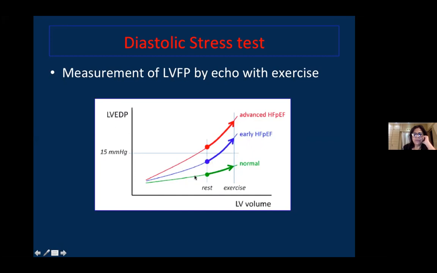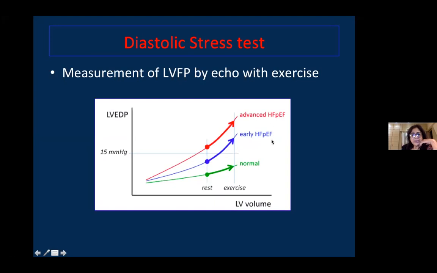You see, it's normal. We have no problem with advanced HFpEF because even at rest, the LV filling pressure is high in those patients. So also with the exercise, it increases further. We don't have to find out this patient group. But the patients who are in early HFpEF, their LV filling pressure is normal at rest. But as they start doing exercise, their LV filling pressure goes high and they go into failure. So these are the patients who are in early HFpEF.